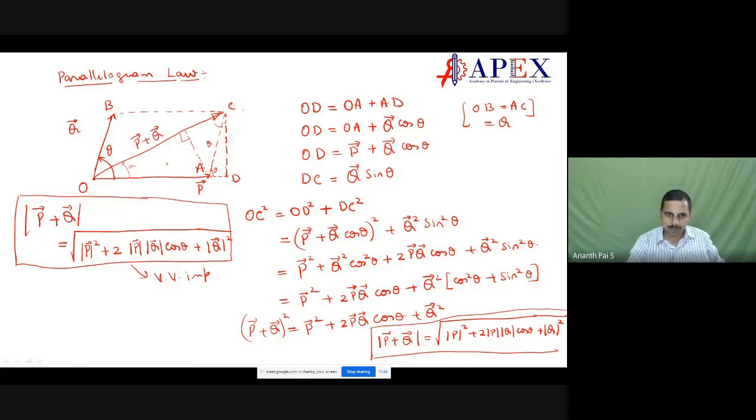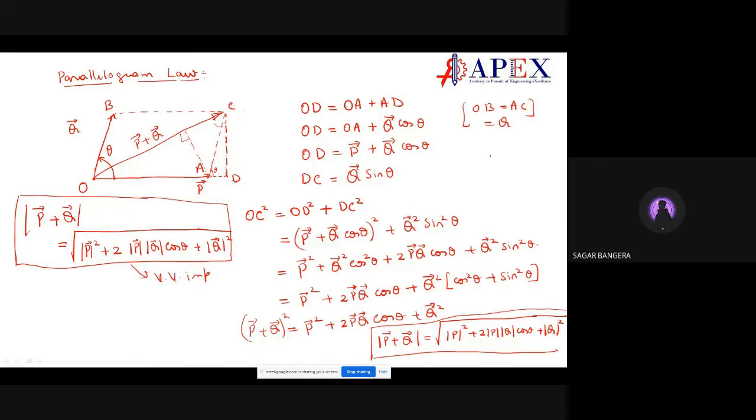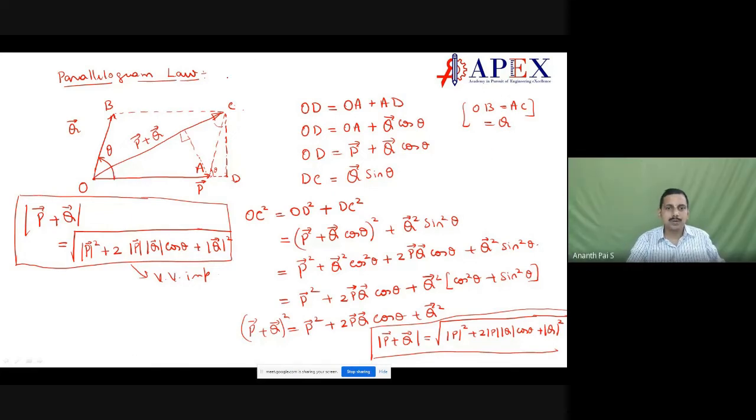Good question. Who is this person who has asked this question? Sagar, sir. Sagar, very good. Now what we have not answered is why the diagonal of the parallelogram represents the resultant. We will answer that in a moment. Okay, fine. Let us continue.